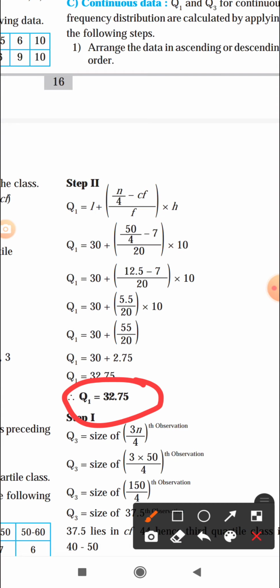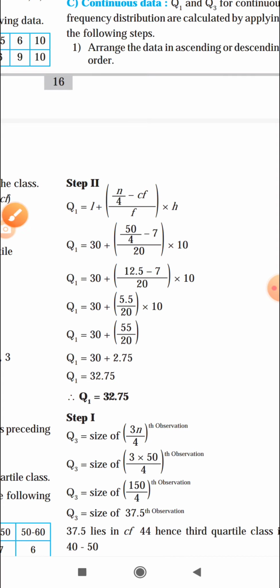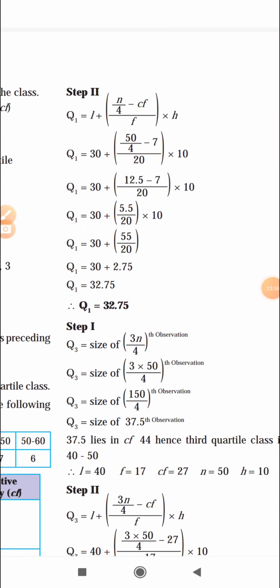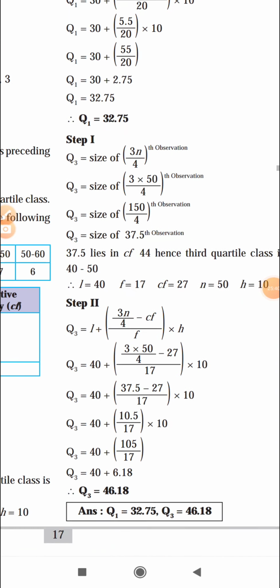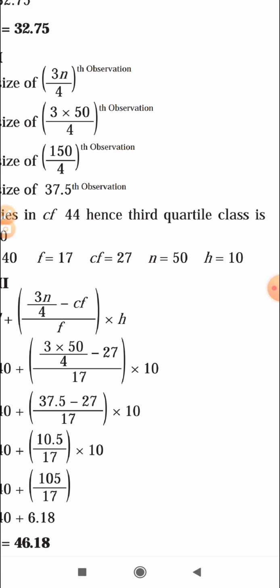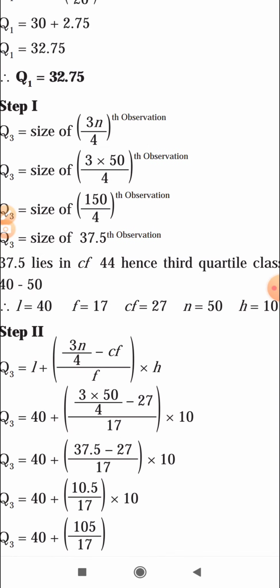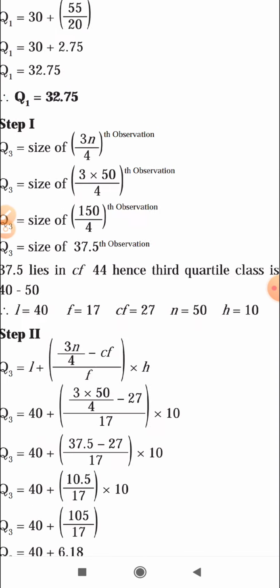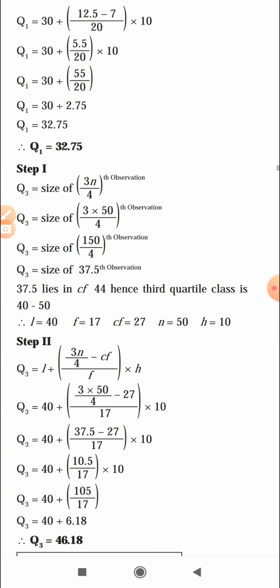This is in case of grouped series or continuous data. So our next calculation is to calculate Q3 for the given data.